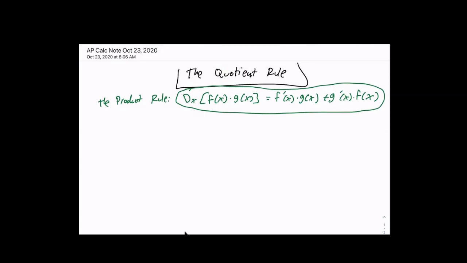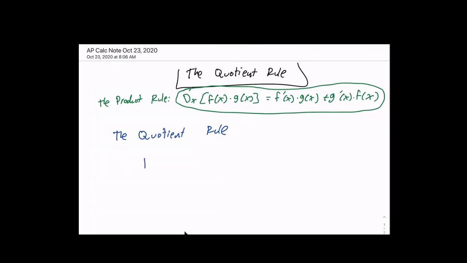So today, like I said, you've already learned the product rule. You understand it. You did all your homework. So now we go to the quotient rule. So the quotient rule is when we divide two functions. So a product means an answer for a multiplication, and the quotient means an answer for division.